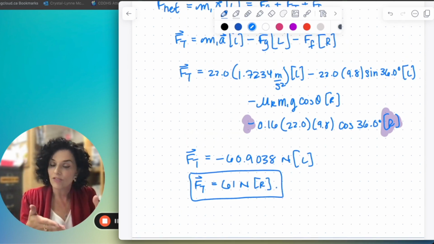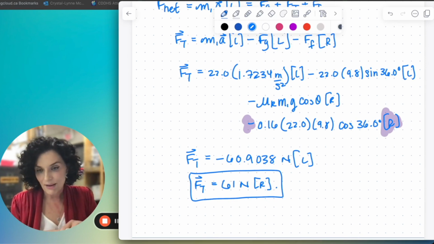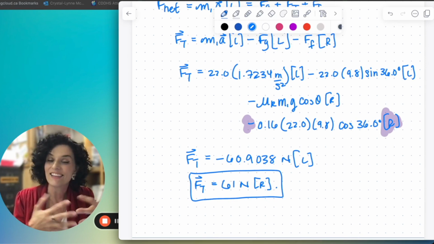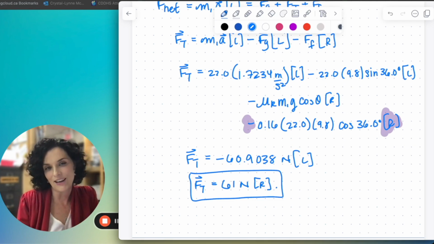So either way you solve it, you're going to get the same answer. Try to pick the one with the less vector arrows acting on the object itself. It'll make your life a lot easier.